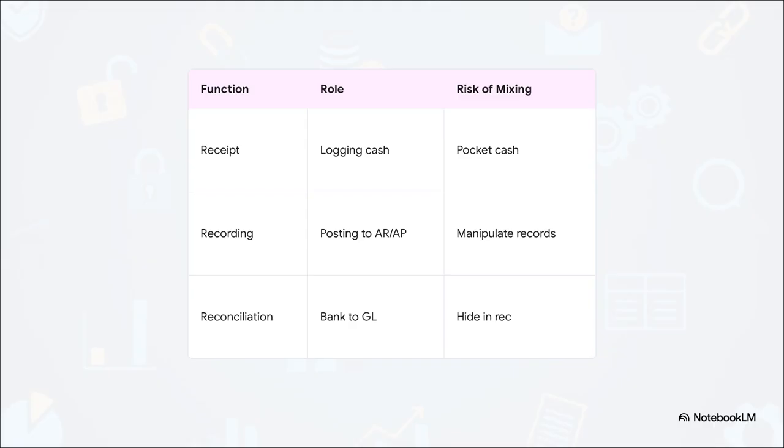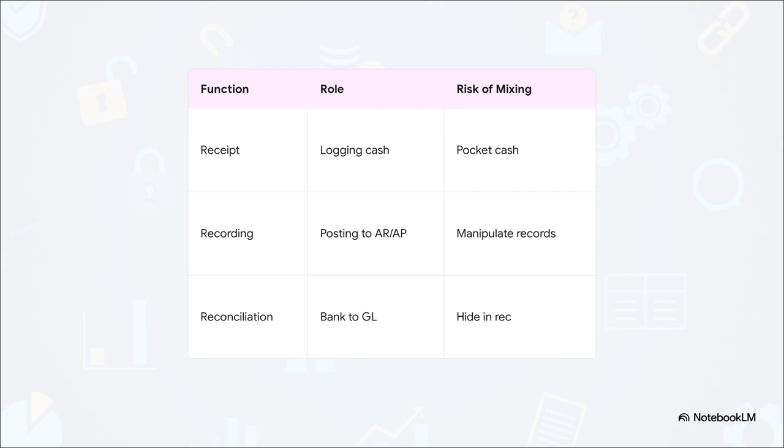Segregation of duties means isolating three very specific roles: receipt, recording, and reconciliation. Receipt is receiving and logging the physical cash or checks. Recording is posting those entries to the accounts receivable or payable subledger. And reconciliation is tying the bank statements back to the general ledger. If you mix these up, you enable theft.